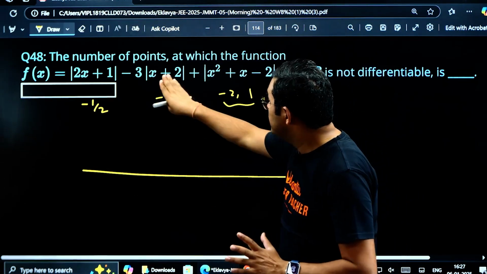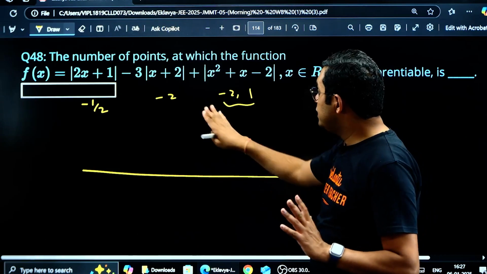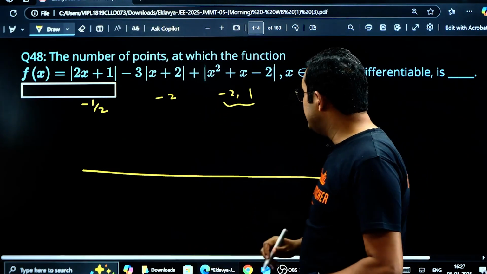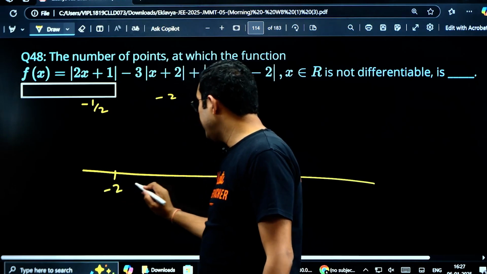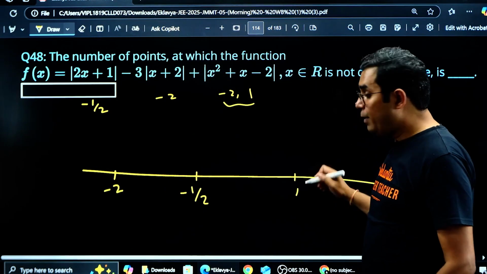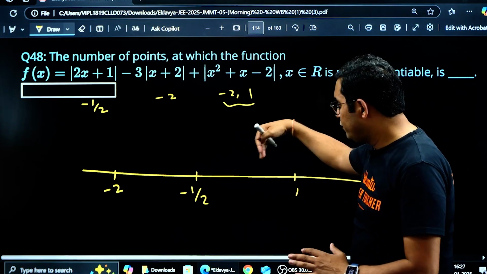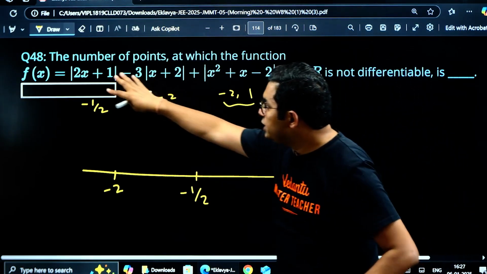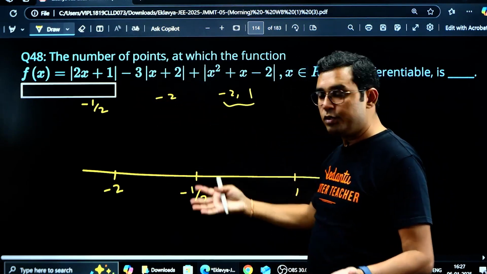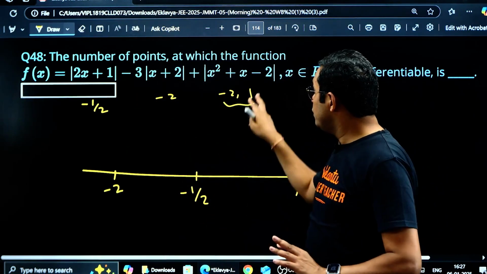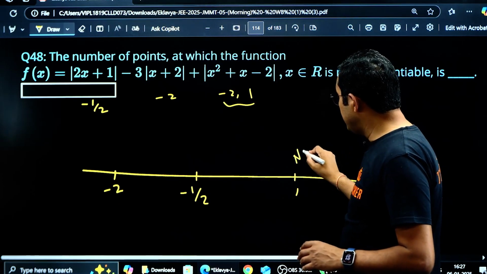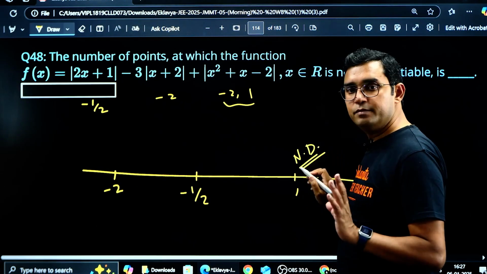You can see these two brackets are such that they change their sign at minus 2 together. Now I'll tell you the importance of this. Minus 2 here, minus half here, and 1 here. Please see, about 1, if you change your x from 1 minus to 1 plus, these two will not change their sign. If they are positive, they will remain positive. If they are negative, they will remain negative. But only this bracket will change its sign. So because of this, this will definitely be a point of non-differentiability.